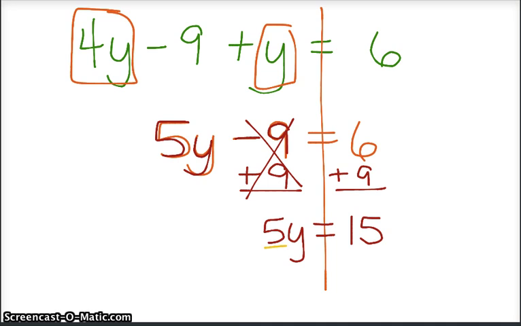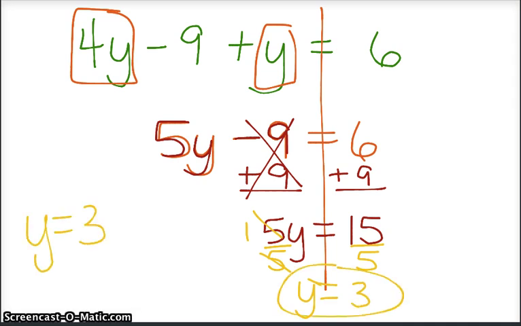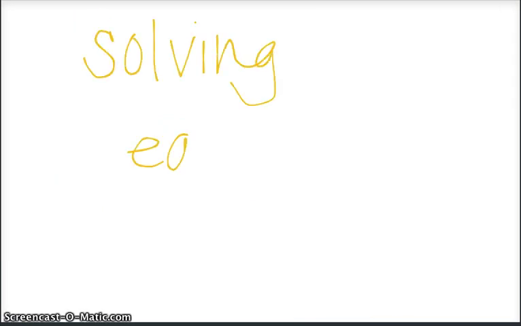Okay, my last step is to divide both sides by 5. 5 divided by 5 is 1y, and 15 divided by 5 is 3. So my solution to this equation is y equals 3. All right, so there was a couple examples of solving some more equations.